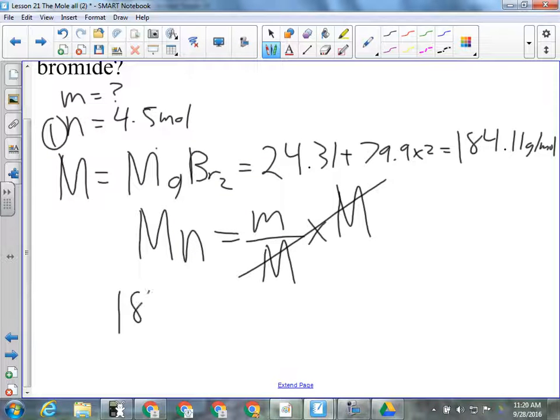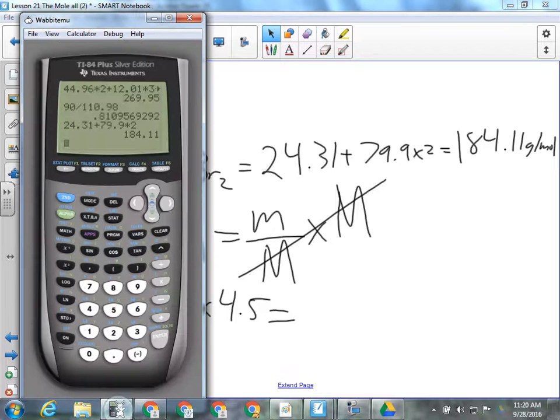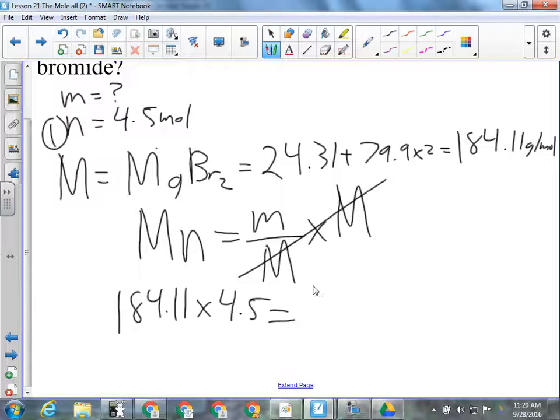So 184.11, that's big M, multiplied by the number of moles, 4.5. All right, so we're looking at 828.50 grams. Yes, grams. We were calculating mass. So it got the right units there. Always double check that you got the right units on your answer.